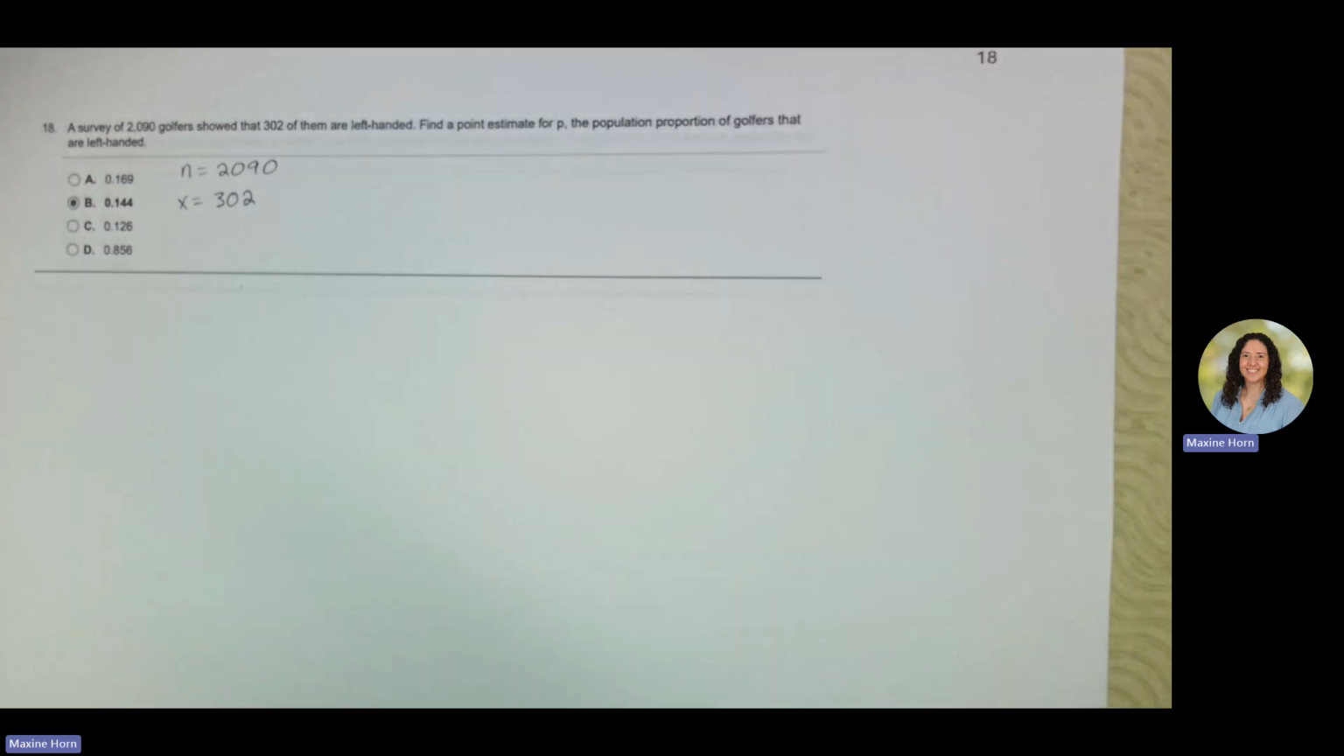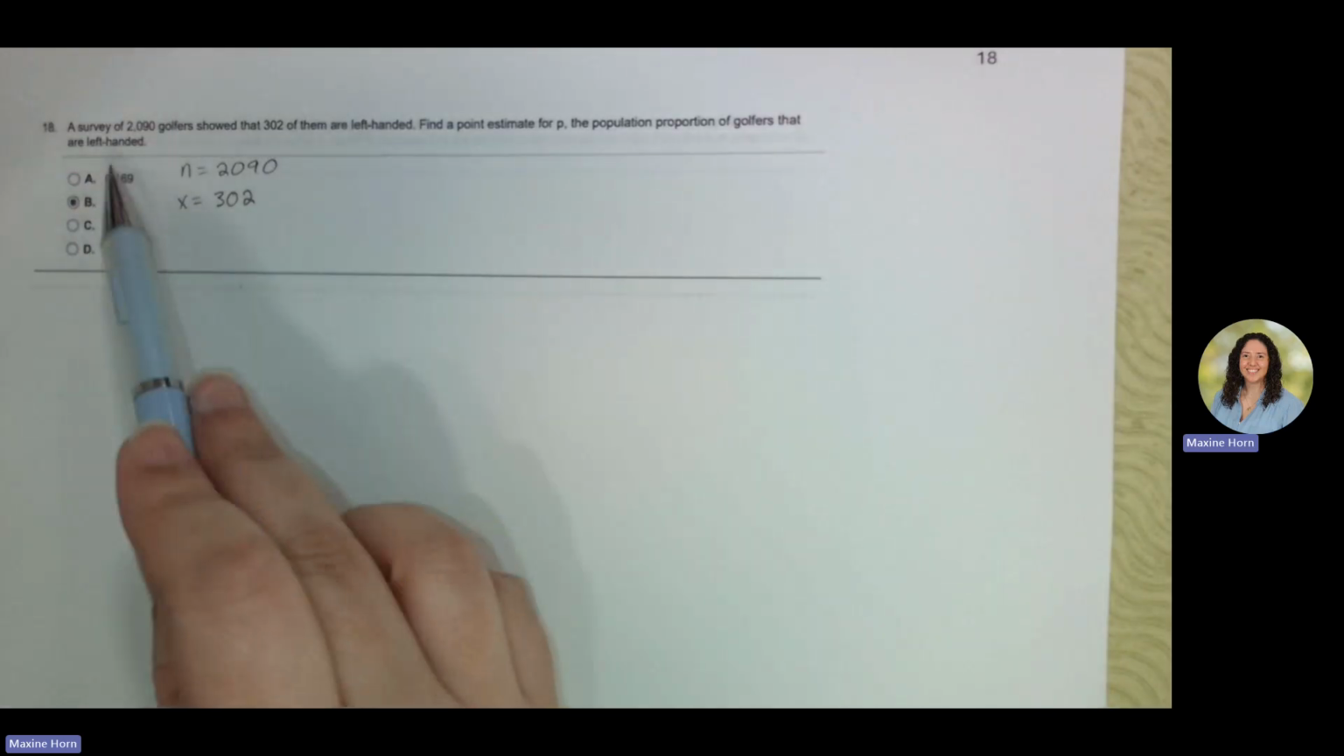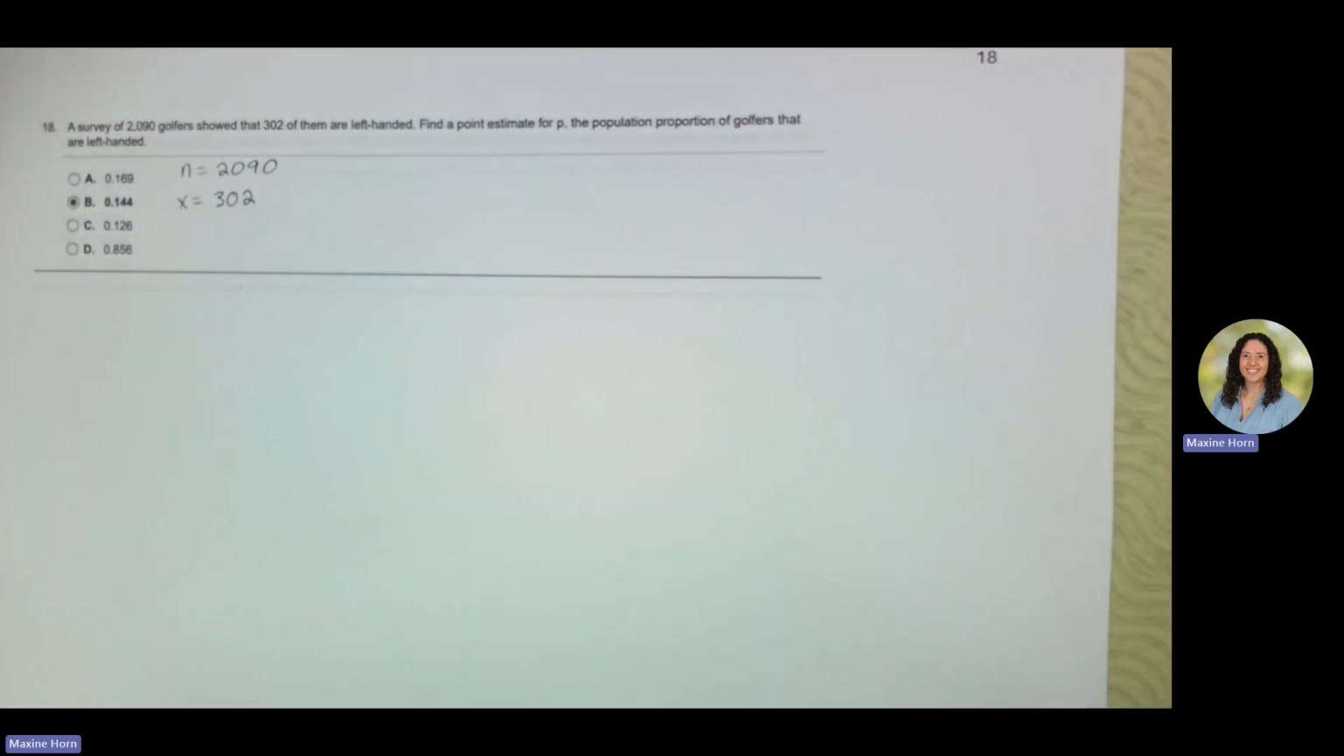From what I've seen, you are not given problems like that in the online class. If you take the face-to-face class, I think they do give you problems like that, where they tell you how many are left-handed, and then they ask you about how many are right-handed. I haven't yet seen one in the online classes, but just be aware that they might. I don't think they will. They might. And if you take it face-to-face, they will.